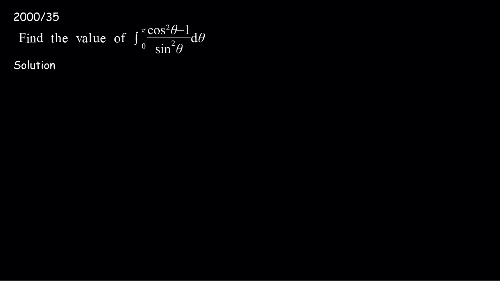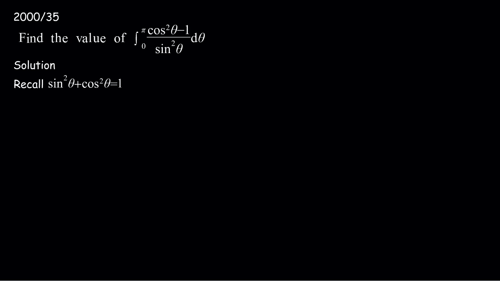Our next example states: find the value of the integral of cos squared theta minus 1 divided by sin squared theta d theta, our upper limit being pi and our lower limit 0. Now to integrate our function, we are going to be simplifying the function first to something we can easily integrate. And from trigonometry, recall that sin squared theta plus cos squared theta equals 1.